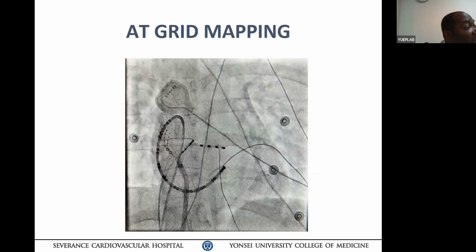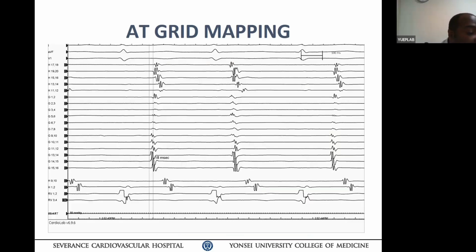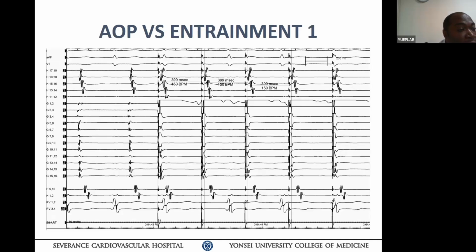So then at this point, we decided to map for an atrial tachycardia coexisting with the AVNRT to determine exactly where the focus was. And so here we see the grid catheter positioning in the high right atrium. And the grid map showed an early activation in 13-14 compared to H19-20, which was the earliest activation on the diagnostic catheter.